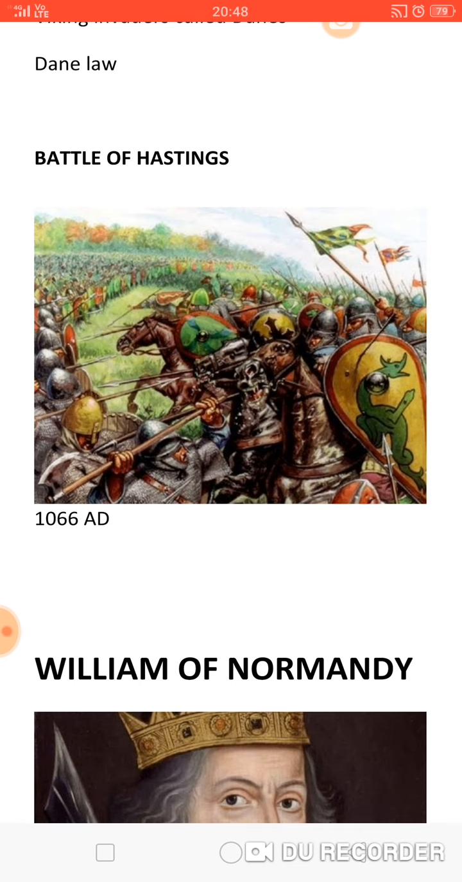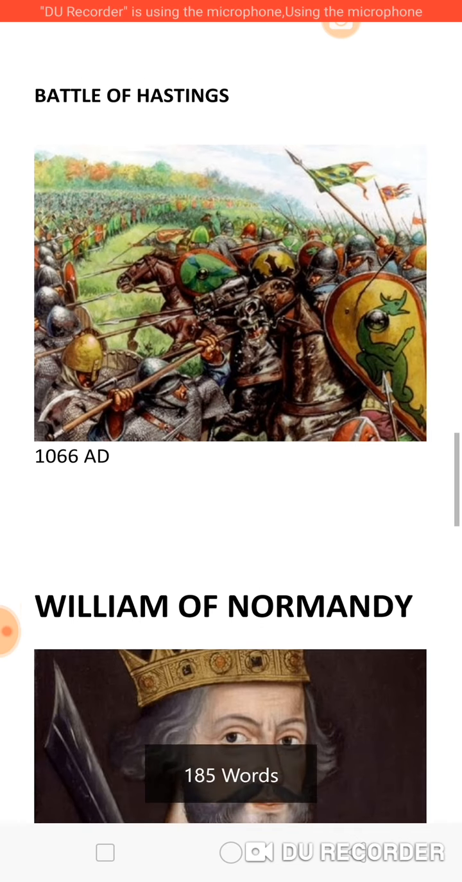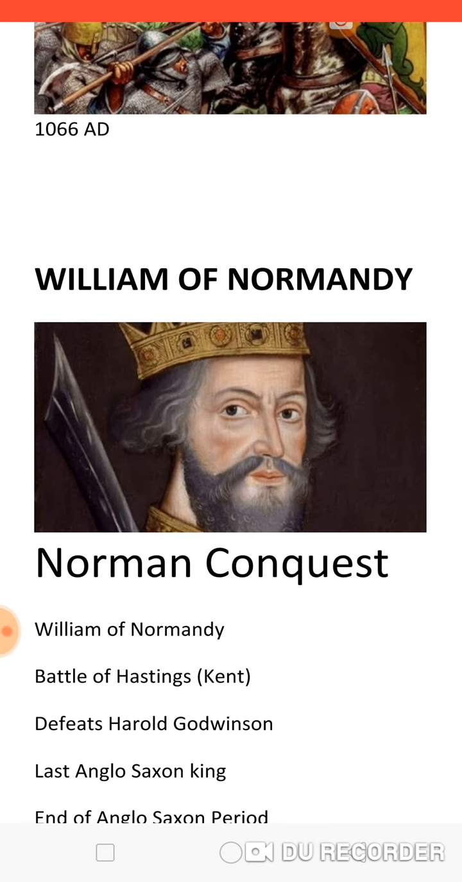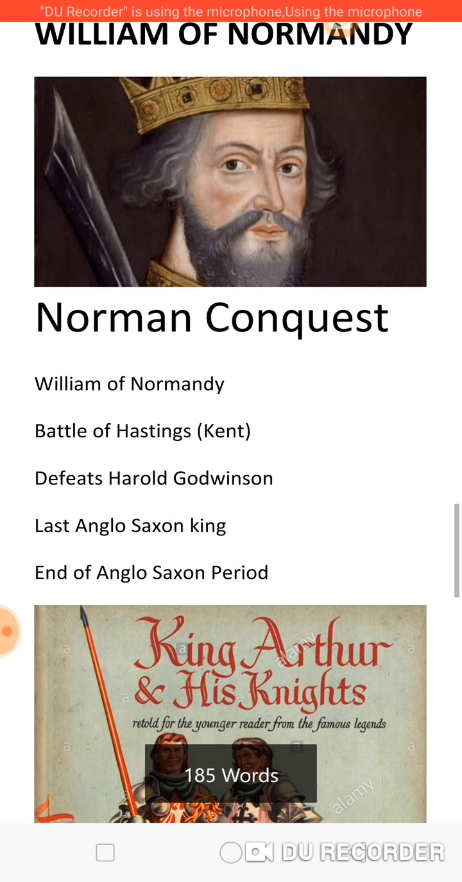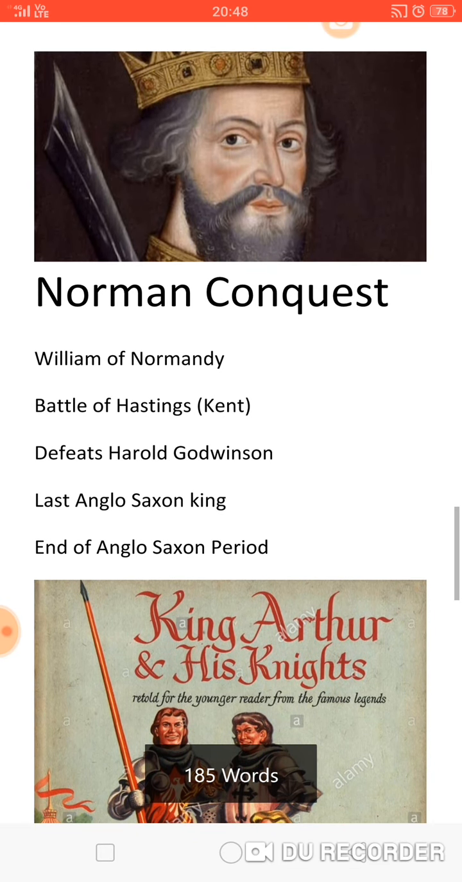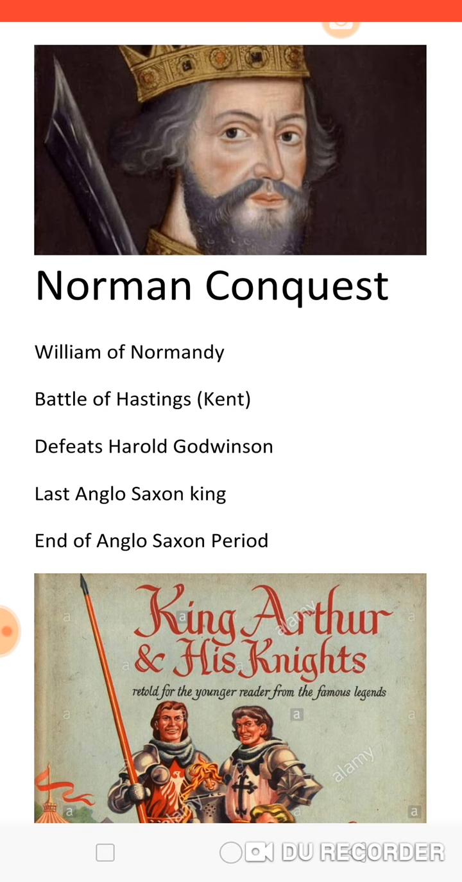And in this Battle of Hastings, which happened in 1066 AD, the person called William of Normandy from France, also called William the Conqueror, came and conquered England. And the Battle of Hastings has a very important place in the history of England. Here William of Normandy defeats Harold Godwinson, who is the last Anglo-Saxon king. Harold Godwinson came after King Edward, and thus after Harold Godwinson, the Anglo-Saxon period comes to an end.